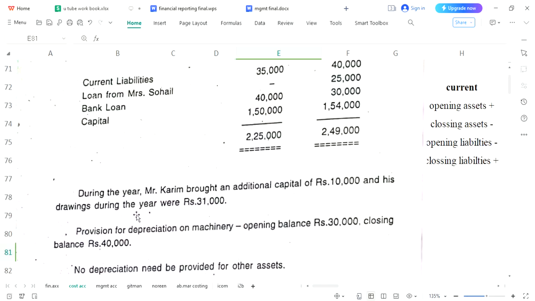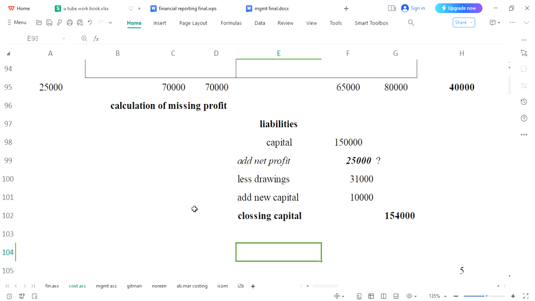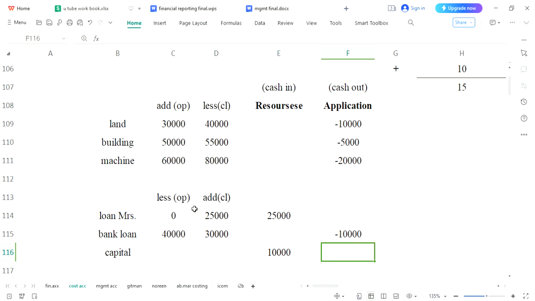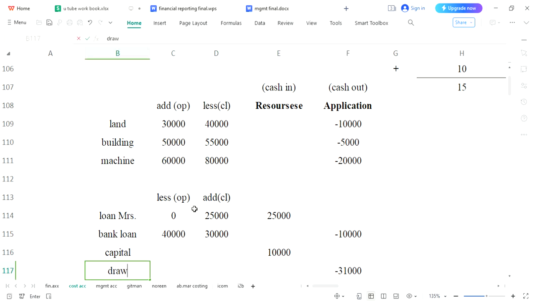Then we have drawings. Drawings mean cash is drawn by the proprietor. Cash is going out. 31,000. So it would come over here, minus 31,000. So we are going to write over here so that we can put what it is. Drawings we have got.